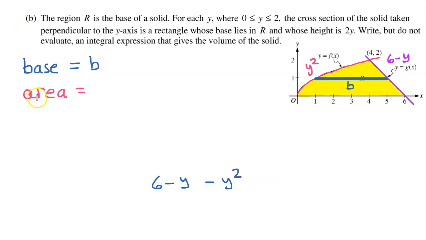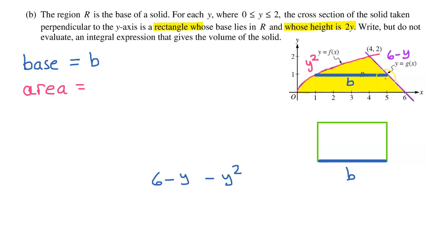Step 2 is to find an expression for the area of a single slice. But in this case, we are told that each slice is a rectangle whose height is 2y. We are looking down at this solid from above, but if you took out a slice and looked at it, it would be in the shape of a rectangle. The rectangle has base b and a height of 2y. For step 2, we need to find an expression for the area of this rectangle, but we know that the area of a rectangle is base times height. In other words, b times 2y.